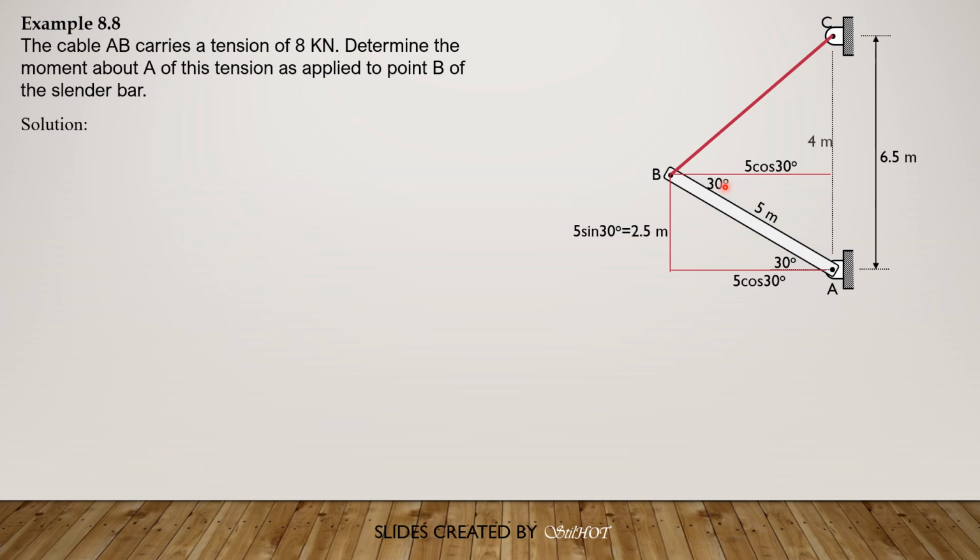So that's also 30. That's 4. Then let's call this angle theta. So the total angle here, as long as it will not exceed 90 degrees, would be theta plus 30. So the perpendicular component of the tension is equal to the tension force 8 kilonewtons times sine of theta plus 30. The other component is along BA, so it passes through A, so it has no moment, if we solve this by the direct approach.